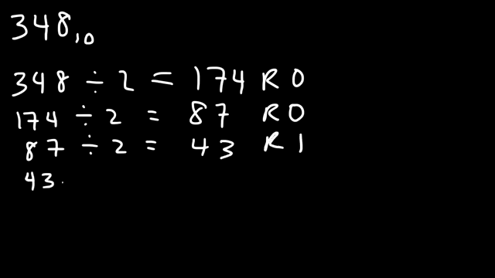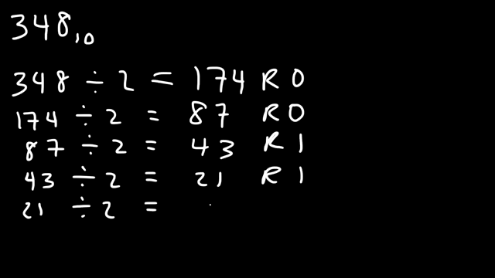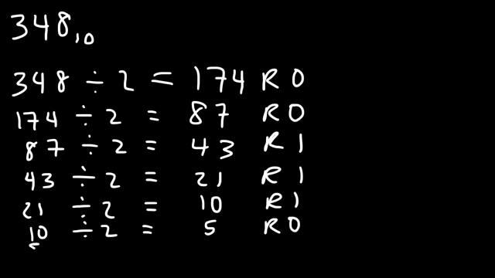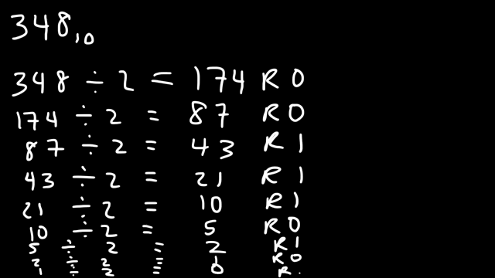Now, if we take 43 and divide that by 2, that's going to be 21.5, which is 21, remainder 1, and then we need to take 21, divide that by 2, so that's 10.5, which is 10, remainder 1, and then 10 divided by 2 is exactly 5, so 5 remainder 0, and then 5 divided by 2 is 2.5, so 2 remainder 1, and then 2 divided by 2 is exactly 1, so 1 remainder 0, and then 1 divided by 2, that's 0.5, so 0 remainder 1.